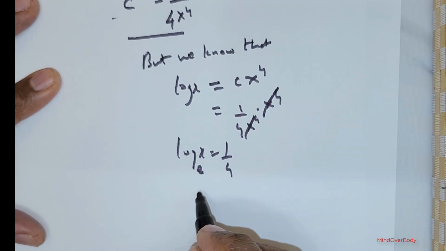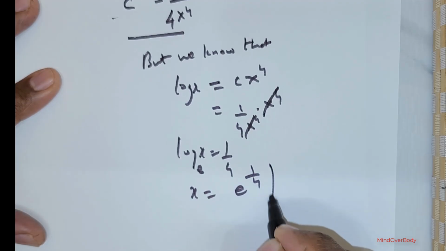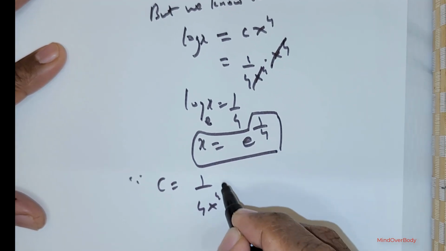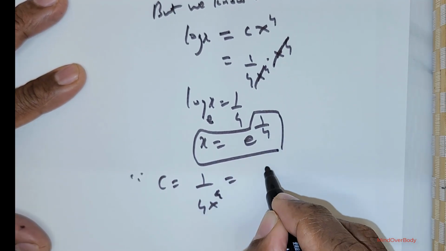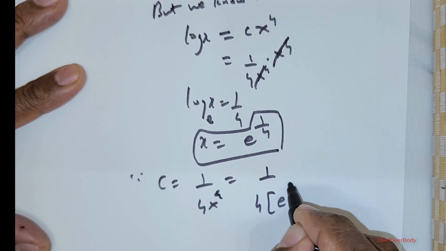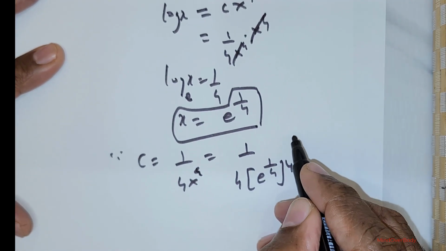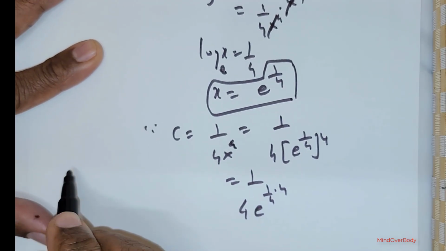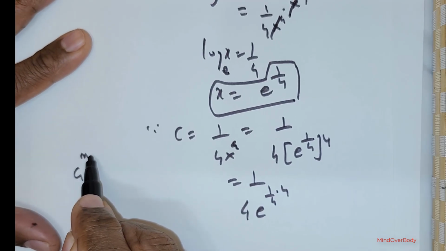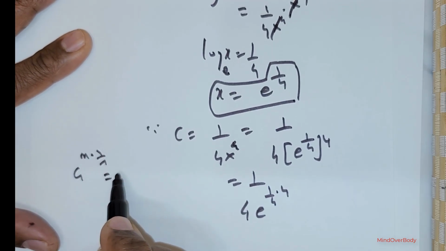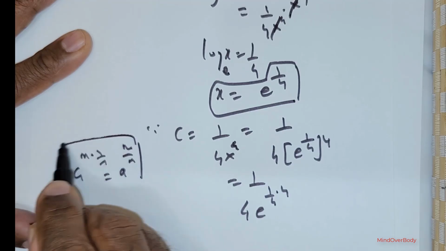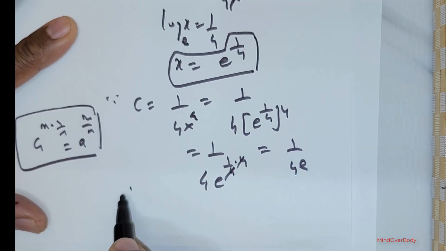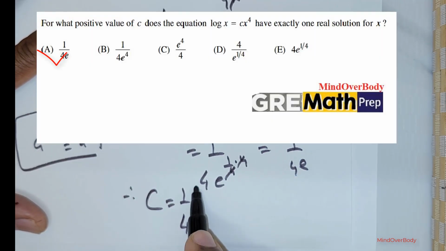Now I'm taking this to the base e, so x is equal to e raised to the power of 1 over 4 is the value. Now since c is equal to 1 over 4 times x raised to the power of 4, I'm going to substitute this value: 1 over 4 times e raised to the power of 1 over 4, raised to the power of 4, which is going to give me 1 over 4 times e raised to the power of 1 over 4 times 4. Now a raised to the power of m multiplied with 1 over n is equal to a raised to the power of m over n from the law of indices. So that means 4 and 4 get cancelled, giving me 1 over 4 times e. So therefore c is equal to 1 over 4e.